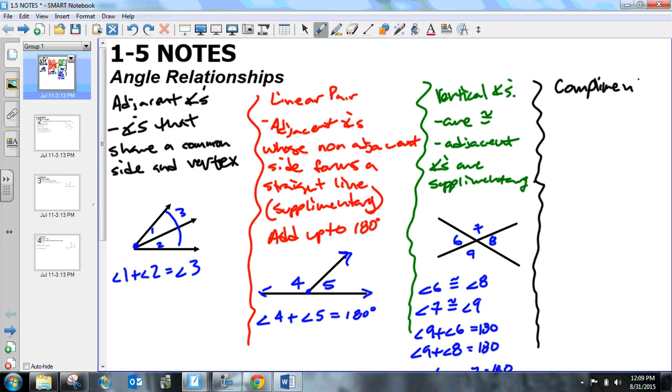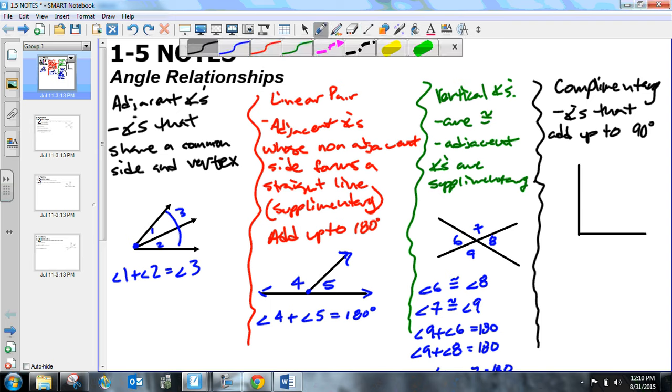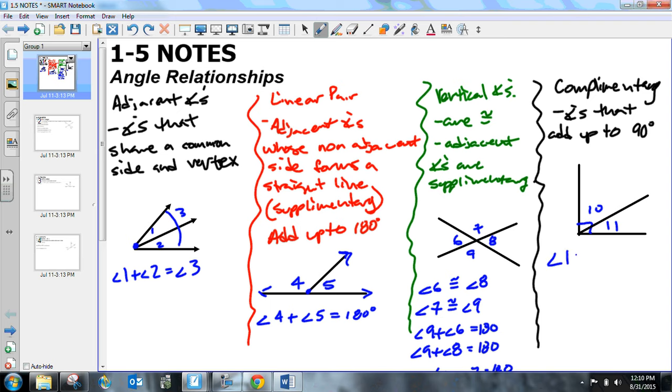So this is complementary. Okay, and these are angles that add up to 90 degrees. So if I were to have an angle like this, and I know that we've got this little symbol here, and if I've got another angle, let me draw an actual line. And if I have another angle inside of this right angle, and I'm going to call this angle 10 and angle 11, if I know that they're complementary, I know that angle 10 plus angle 11 add up to 90 degrees, okay?